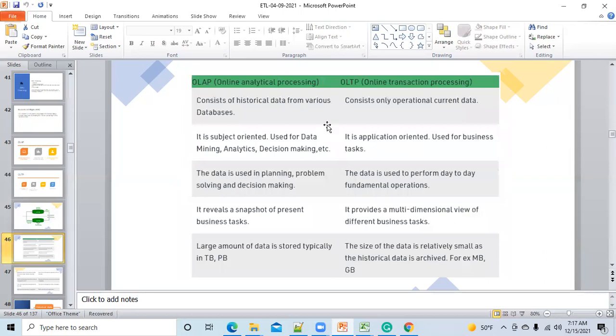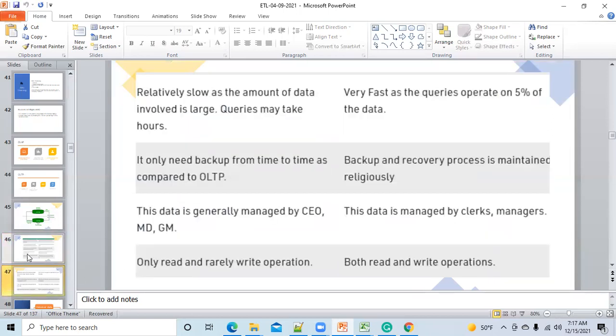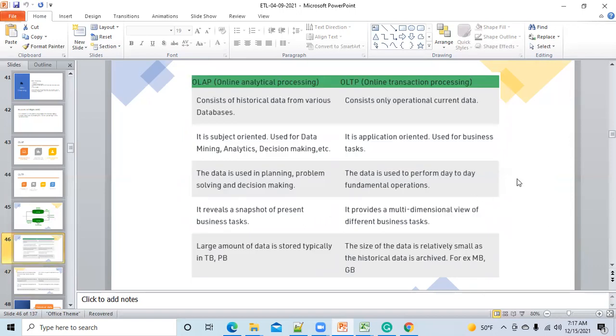Okay, so now these are the differences. I have shown a good number of differences here, but if they ask this in an interview, you can tell 2 to 3 differences, or 4 differences, and that is more than enough. So let's have a look at the differences between OLAP and OLTP systems. The same things we have discussed will come again.